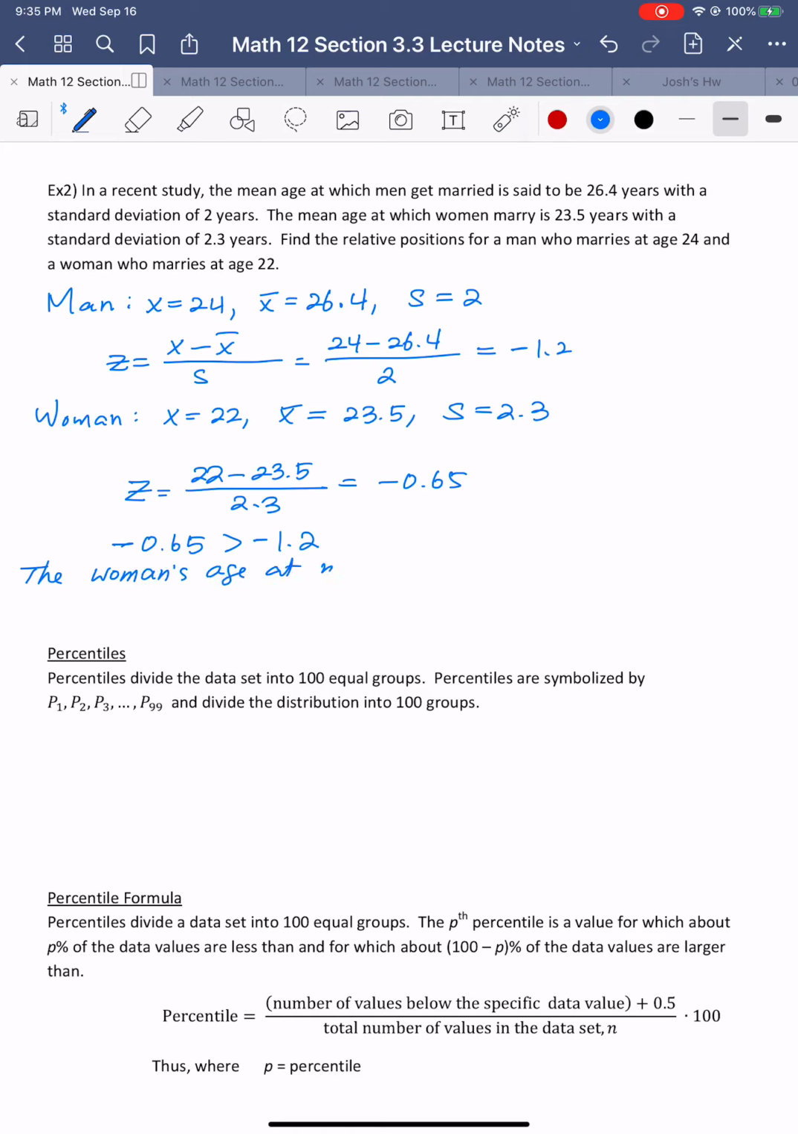which means the woman's age at marriage is relatively higher than the man's age at marriage.